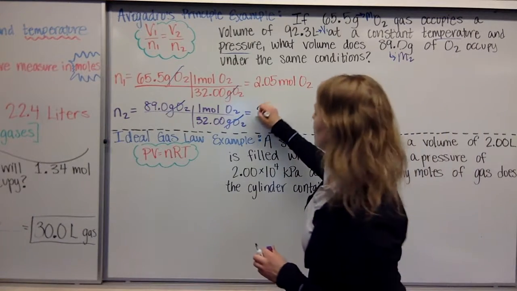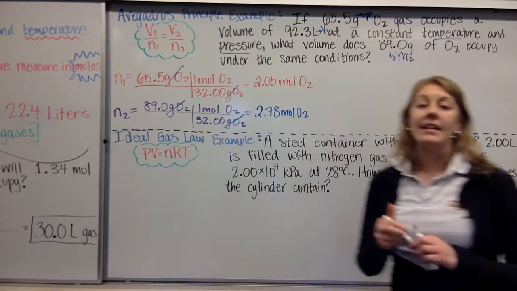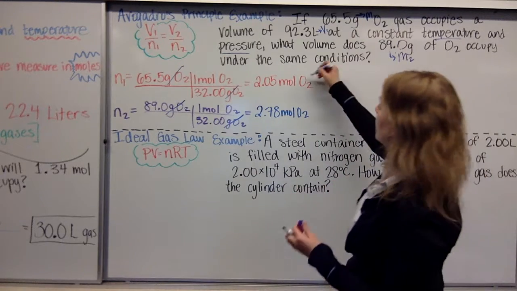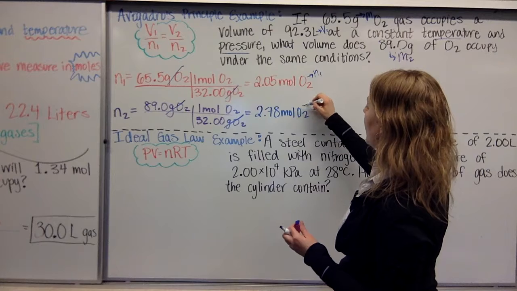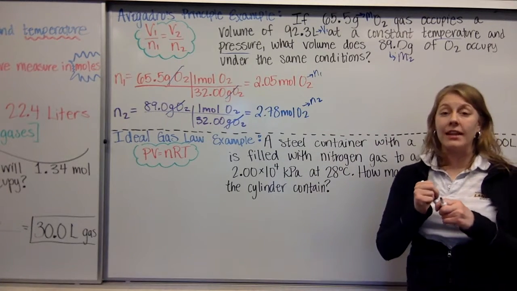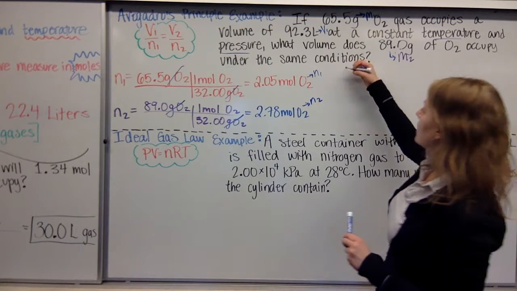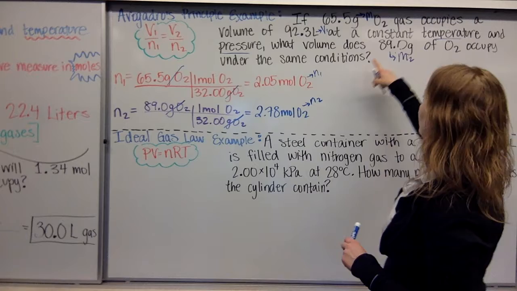And we are left with 2.78 moles of O2. Now we have N1 and we have N2. Okay? We can calculate the final volume using Avogadro's principle. Okay? So we have V1 over N1.